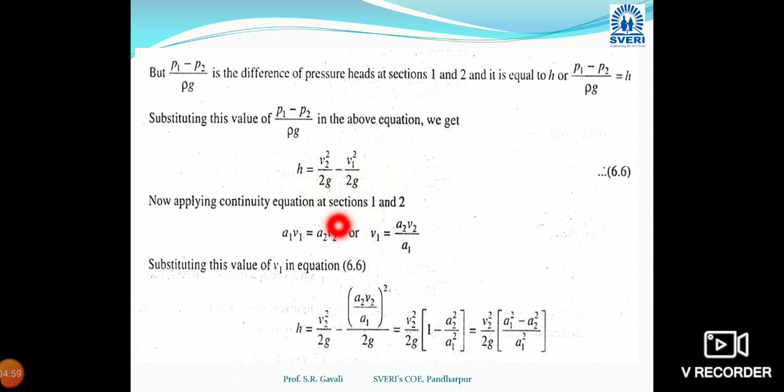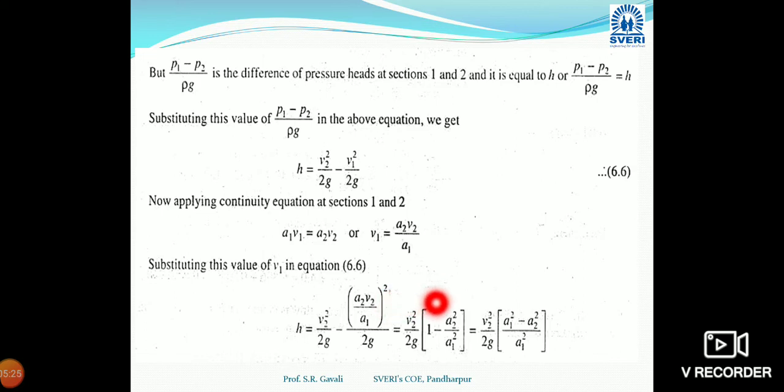But the continuity equation we know at sections 1 and 2: A1 V1 is equal to A2 V2. Therefore, V1 we have to write in terms of V2, that is A2 upon A1 into V2. If you put the value of V1 in terms of V2, we get H is equal to V2 square upon 2G minus (A2 V2 divided by A1) whole square divided by 2G.